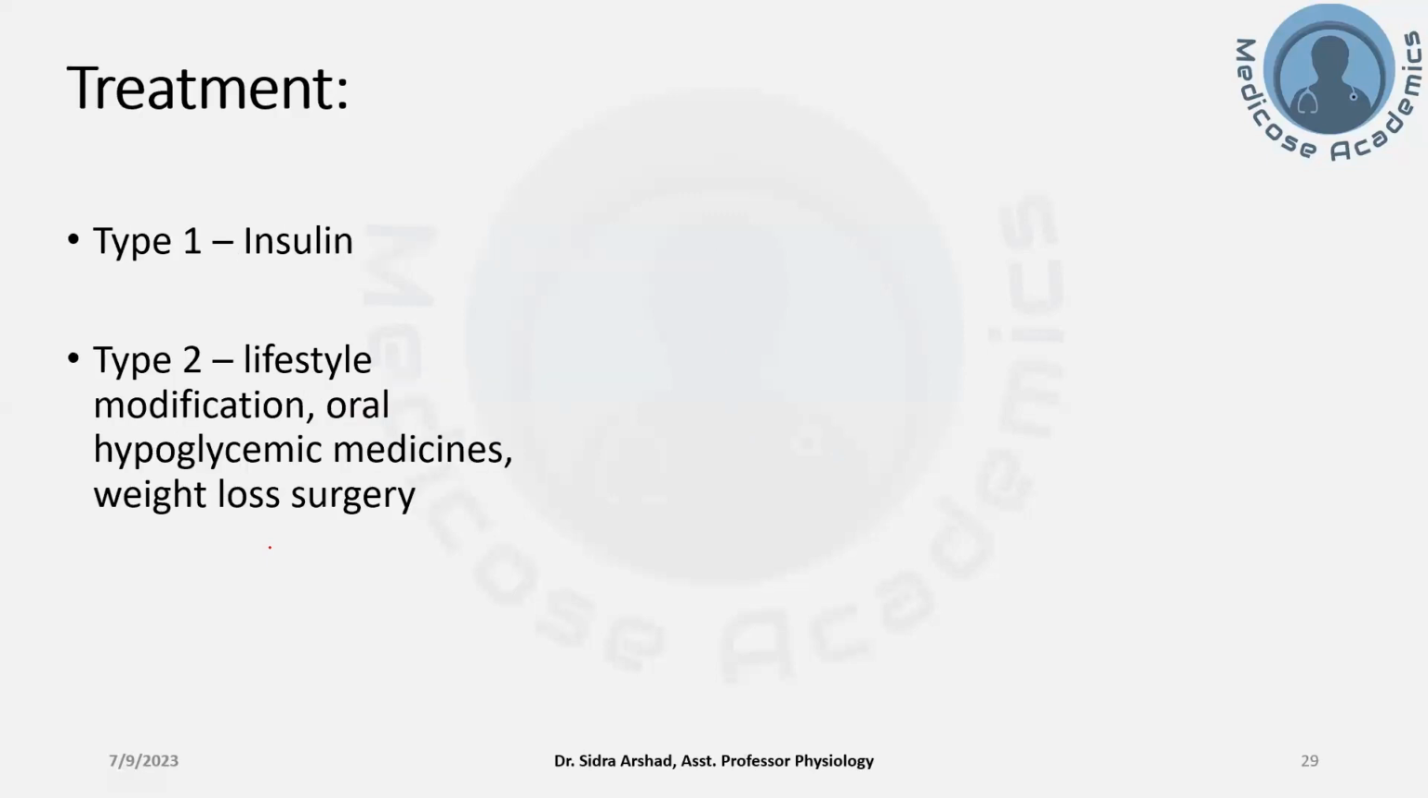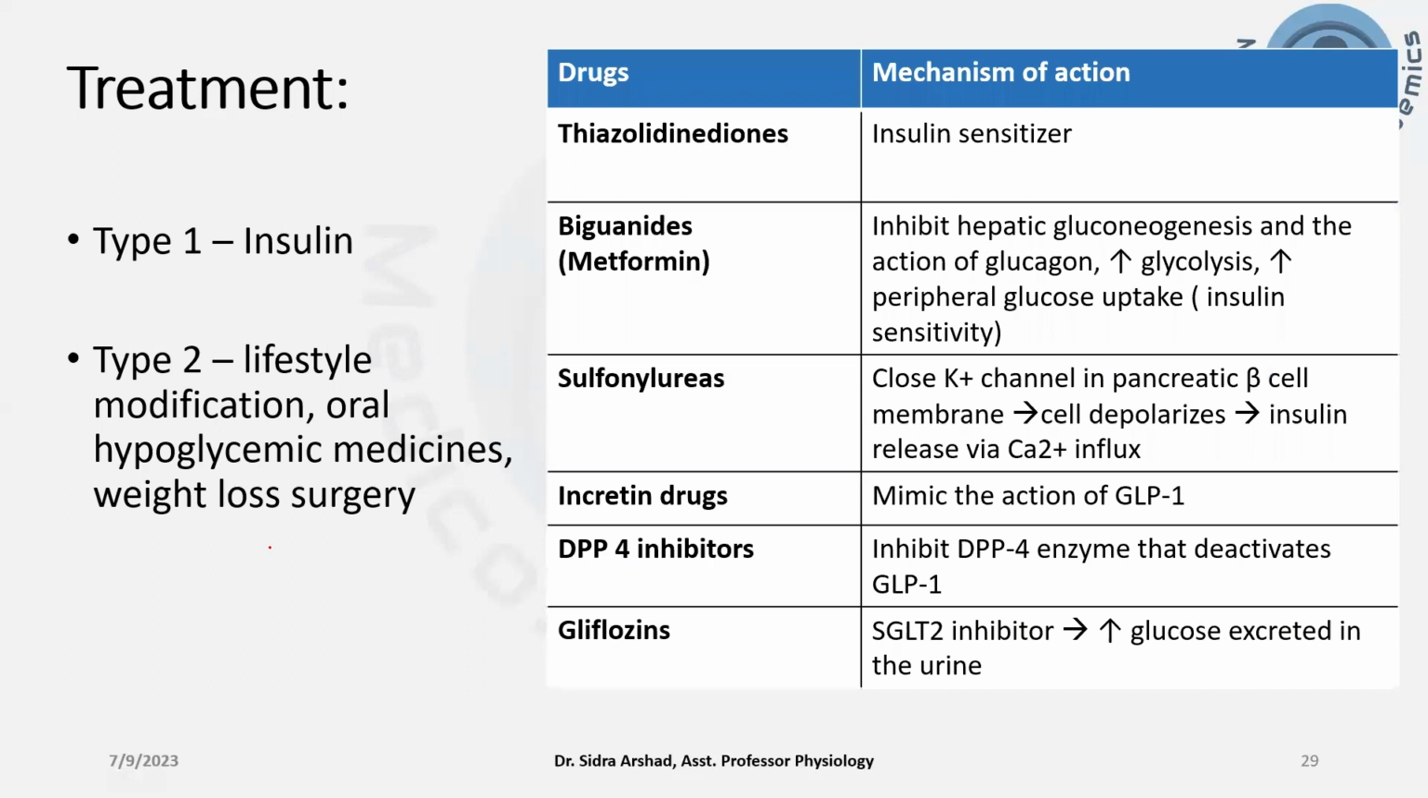For the treatment of diabetes mellitus type 1, insulin is required. For type 2 diabetes mellitus, lifestyle modification, oral hypoglycemic medicines, and weight loss surgery can be undertaken. These are some of the oral hypoglycemic drugs which are used in case of type 2 diabetes mellitus. These drugs act as insulin sensitizers, or they improve the release of insulin, or they even inhibit hepatic gluconeogenesis.